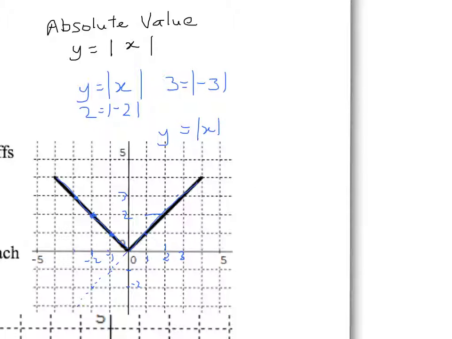You'll notice it's going up. It hasn't been stretched or the gradient changed. It's going up 1, across 1, up 1, across 1, up 1. My gradient is 1.